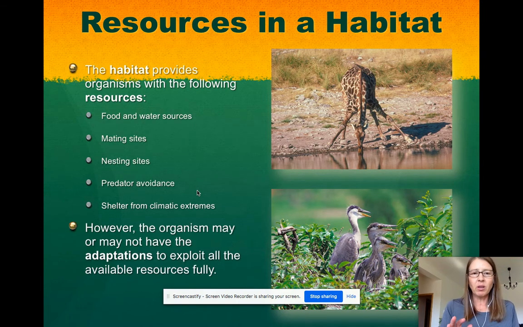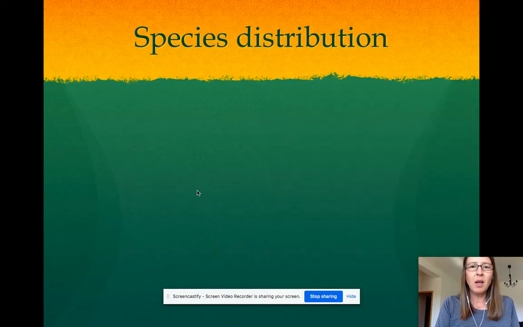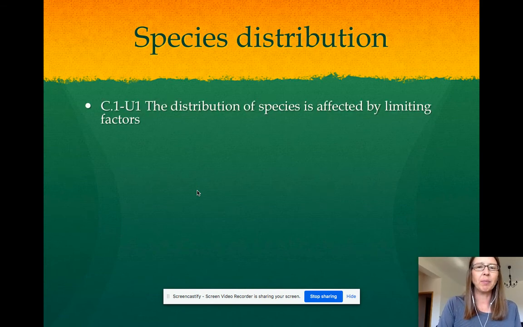But in general, the organism might or might not have adaptations to exploit everything in its habitat fully. So it might be living in its optimal habitat where it can exploit everything, or it might be living on the ranges where some of those things might not be as perfect as they should be. So that's how we start looking at their distribution, and we're going to take a look at some graphs about what that might look like here in a second.